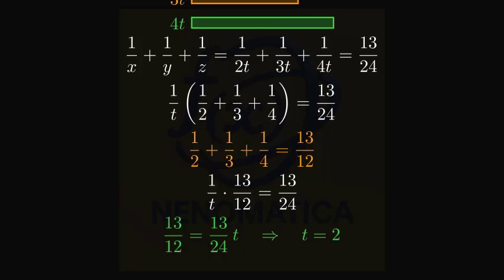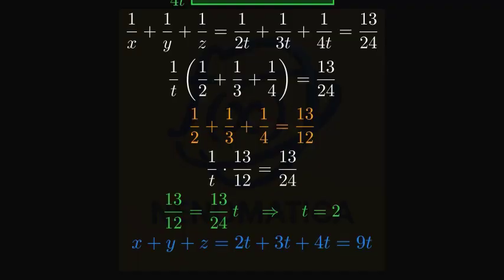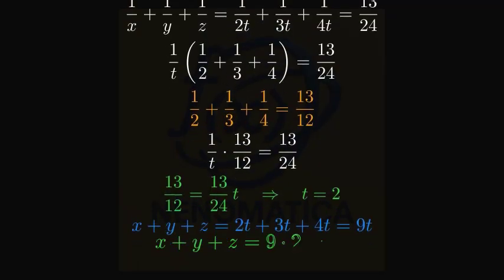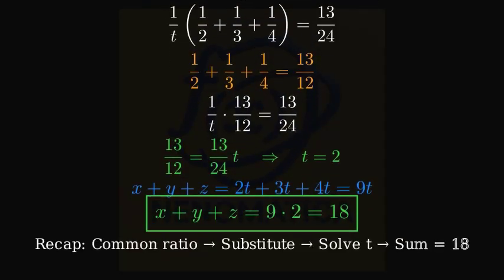Step 3. Now compute the requested sum. x plus y plus z equals 2t plus 3t plus 4t, which is 9t. With t equal to 2, the sum is 18. Recap. We introduced a common ratio t for the equal fractions, substituted into the reciprocal sum to solve t equals 2, and then added 2t plus 3t plus 4t to obtain 18.